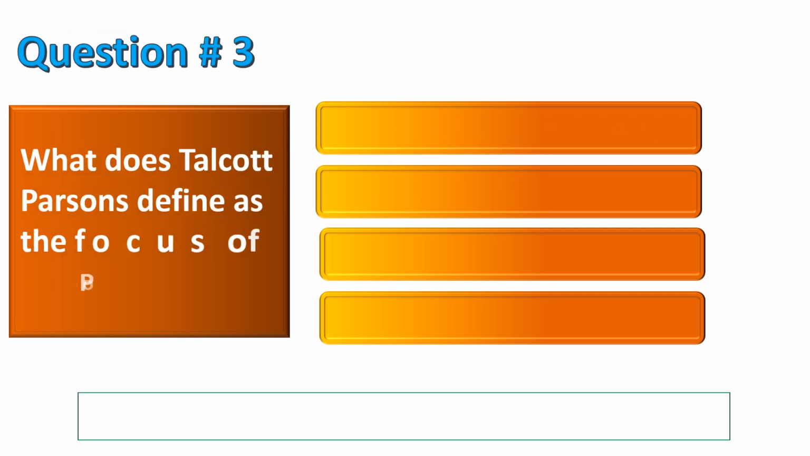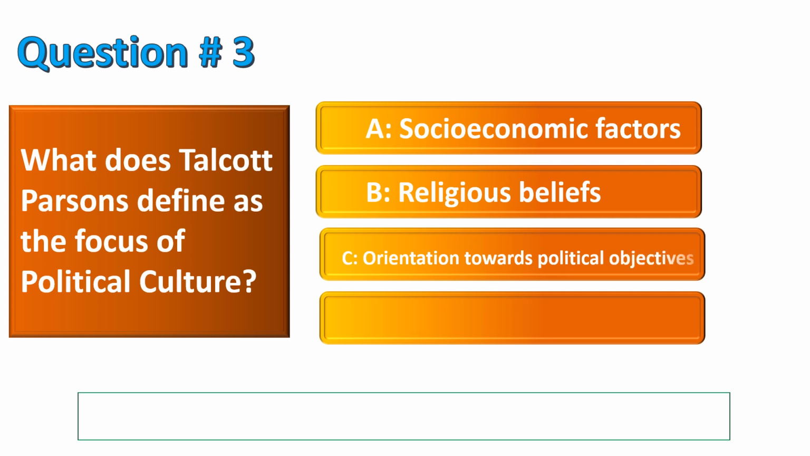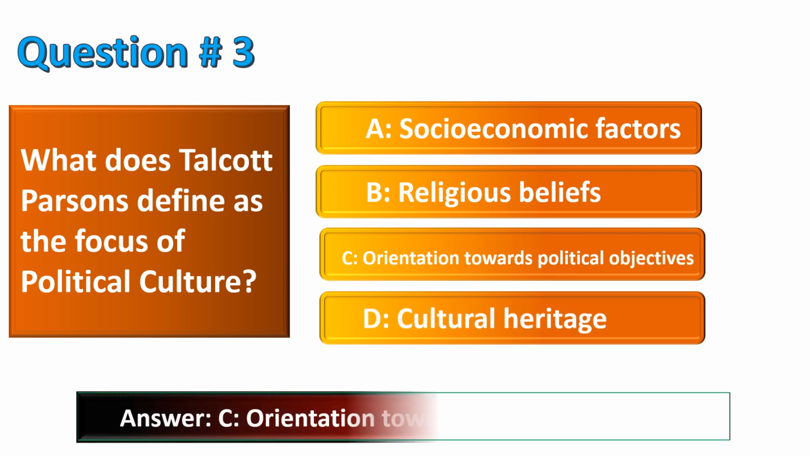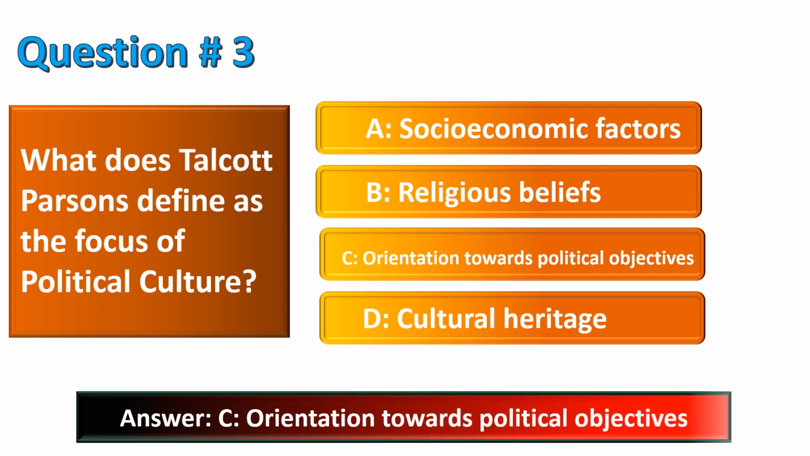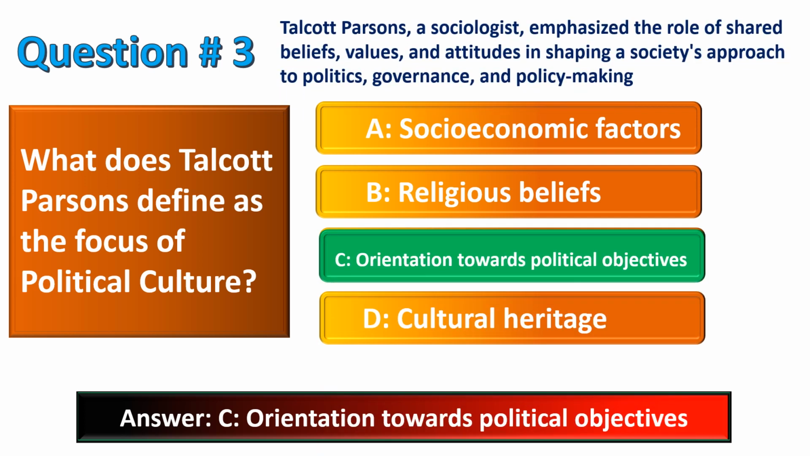What does Talcott Parsons define as the focus of political culture? Socio-economic factors, religious beliefs, orientation toward political objectives, cultural heritage. The correct option is option C, orientation towards political objectives. Talcott Parsons, a sociologist, emphasized the role of shared beliefs, values, and attitudes in shaping a society's approach to politics, governance, and policy making.